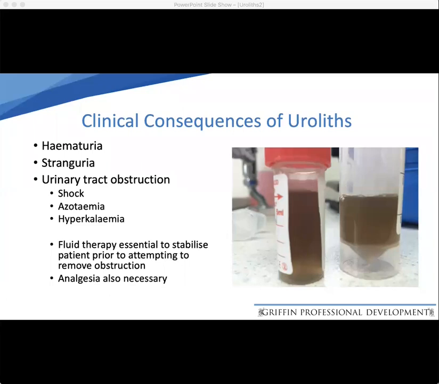So these animals will often present in shock, they'll often be azotemic, and they'll often be hyperkalemic. And if the animal does present in this state of shock due to an obstructive process to its bladder, then it's absolutely essential that we stabilize these patients prior to attempting to remove the obstruction using, for example, anesthesia or any form of surgery. It's also very likely that analgesia will be necessary because it's often very uncomfortable having a stone anywhere in your urinary tract, and certainly if the patient is obstructed, that's going to be acutely painful.